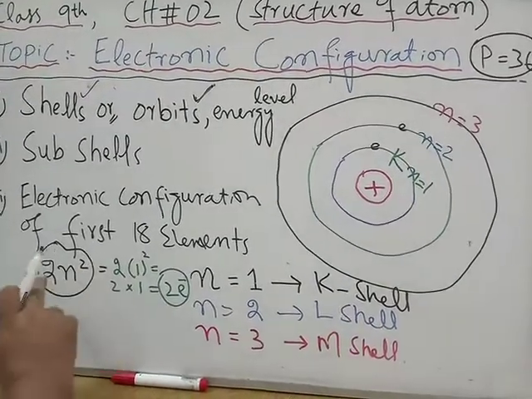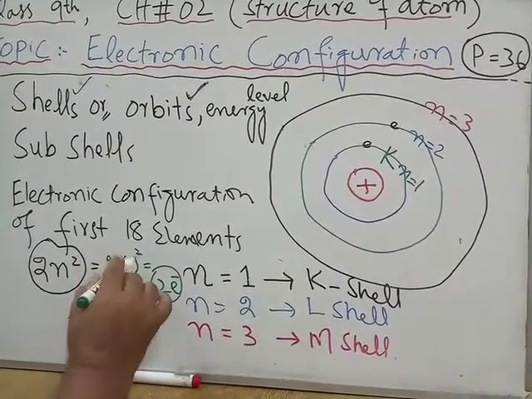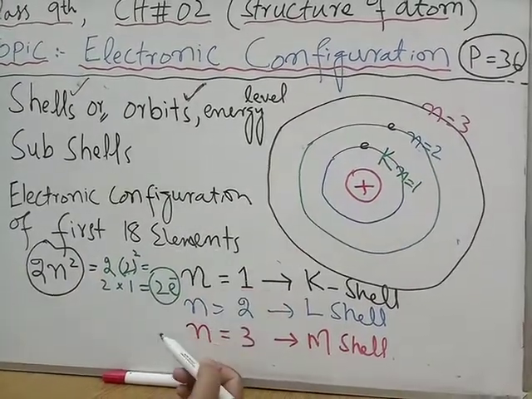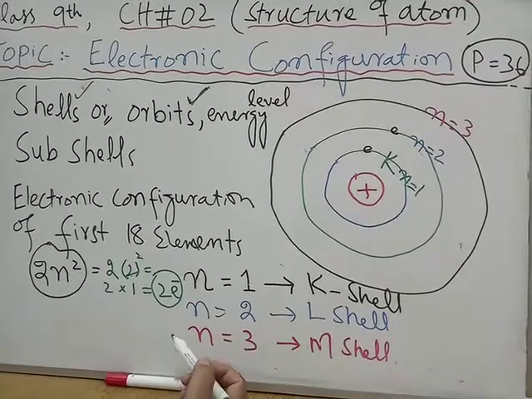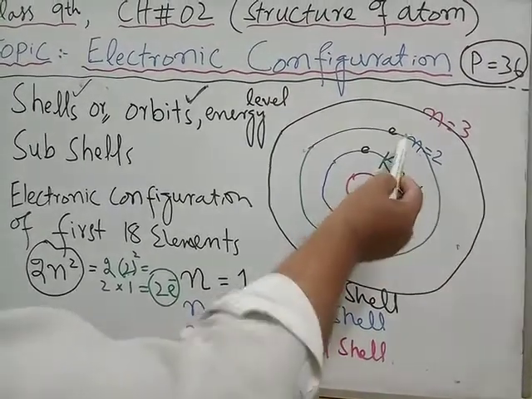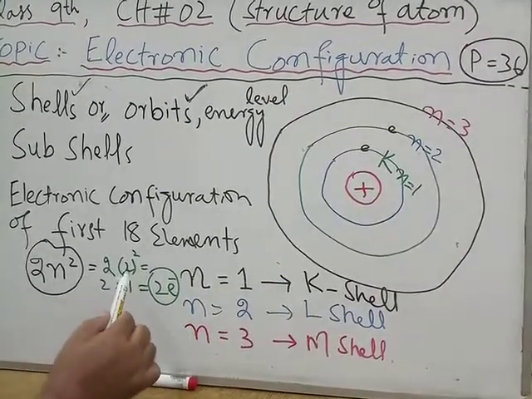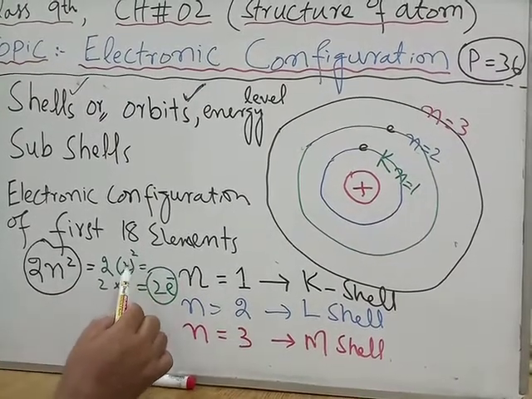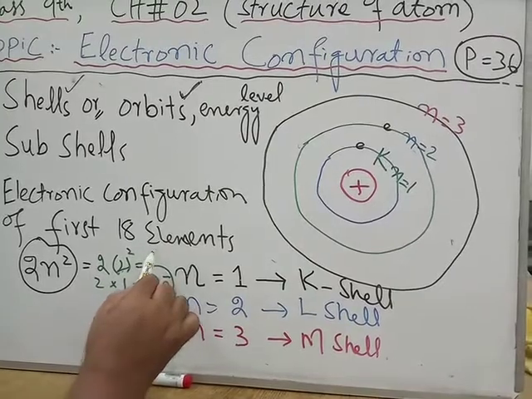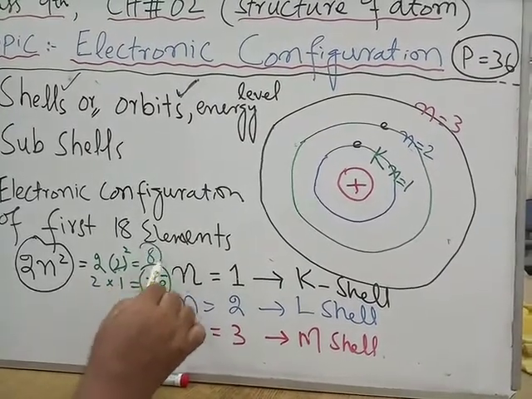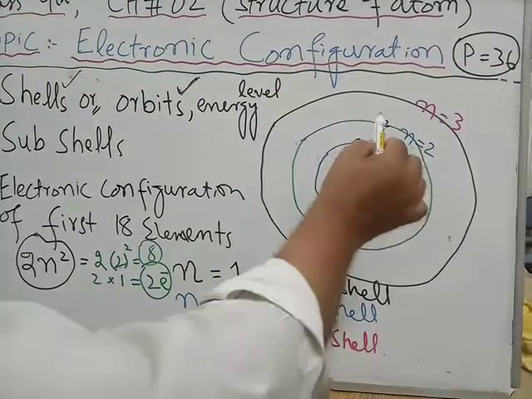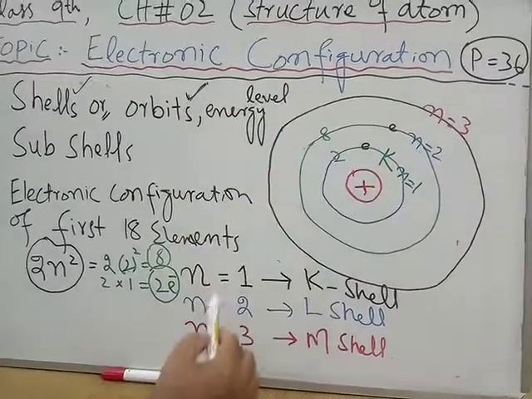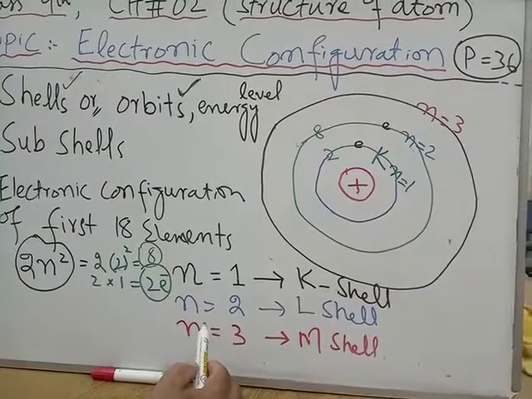So if we put 2 for the second shell, let's say if we are going to determine how many electrons can be accommodated in the second shell, then put 2 instead of n. So when we put 2 squared, it gives us 4, 4 into 2, so 8 is the answer. So the first shell can accommodate 2 electrons, while the second shell can accommodate 8 electrons.